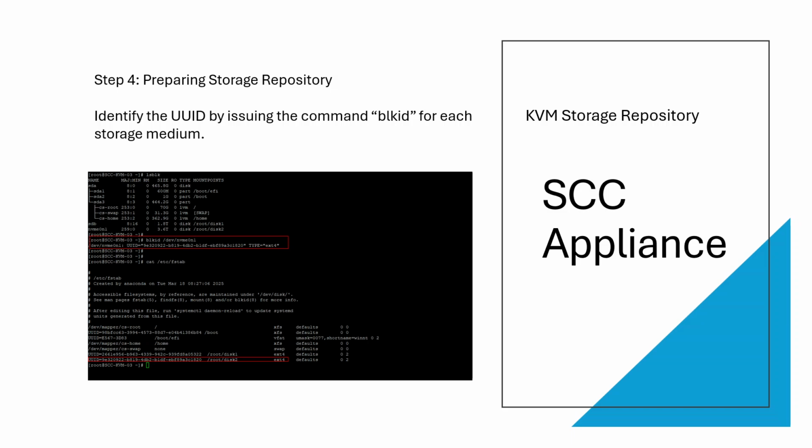Oftentimes, the Linux bootloader changes because of the way Linux enumerates drives. So building into your fstab file a UUID mount point entry will be important, so that if Linux fails to mount the drive, you won't be thrown into single user mode. This will have a cascading effect on your SCC VM guest instance because it will fail to start on boot of the KVM hypervisor. Carefully look at the screenshots in this video clip to help you identify the appropriate commands required to build your storage repo.